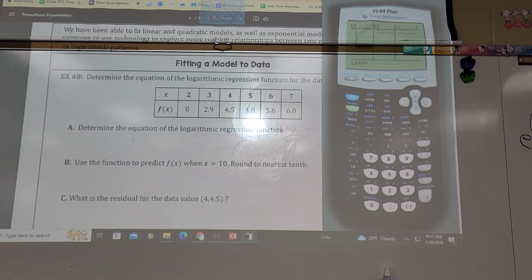Do you guys remember how to plug this in? If you plan on taking AP Stats, get used to using a lot of calculators.